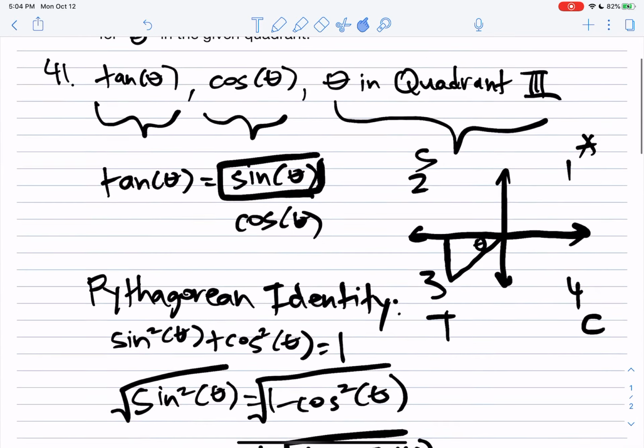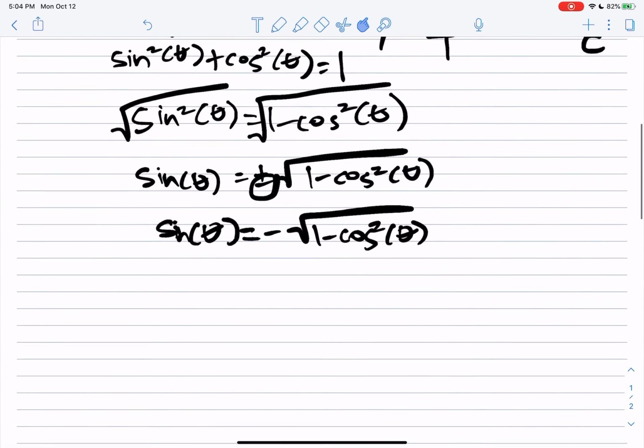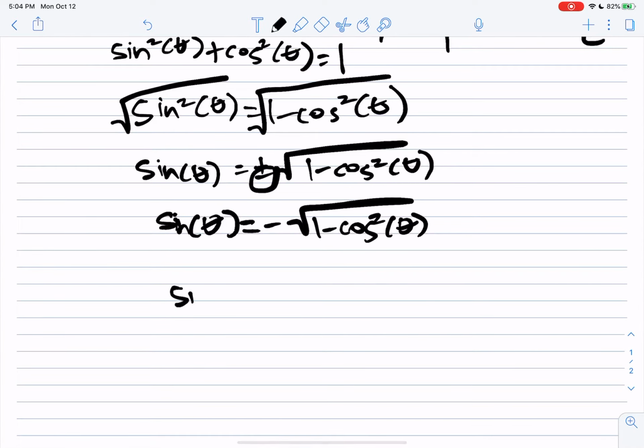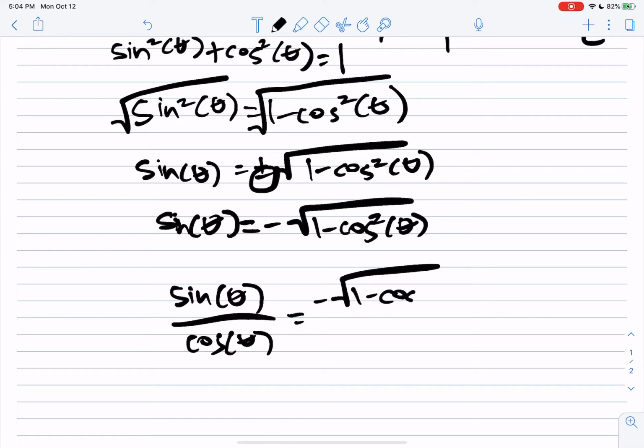So writing tangent theta in terms of cosine theta becomes negative square root of 1 minus cosine squared theta, all divided by cosine of theta.